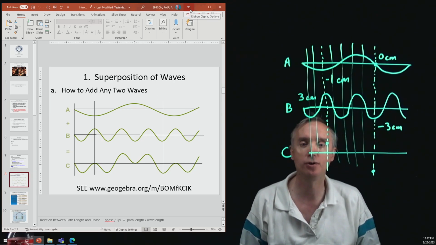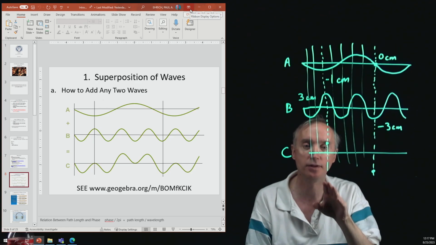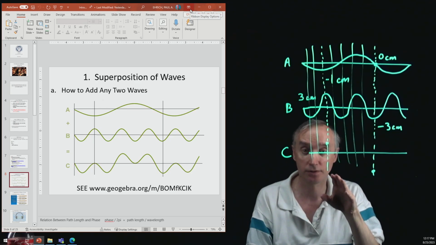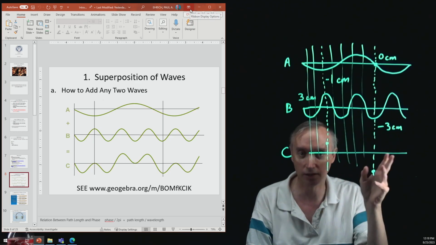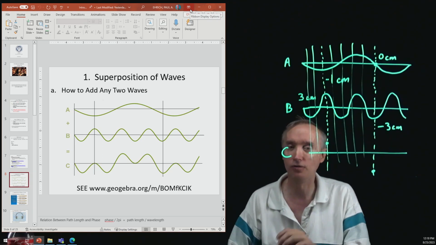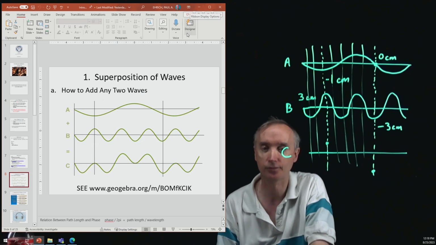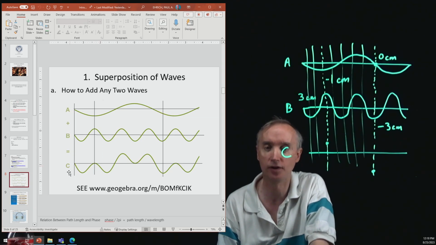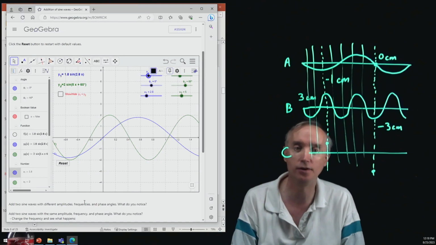Well, I wanted to show you a computer program that can do it for you. And so this is found at www.geogebra.org/mbombfink. All right, so go find that website for me. Pause me while you're finding that website. And so I just happen to have it right here.